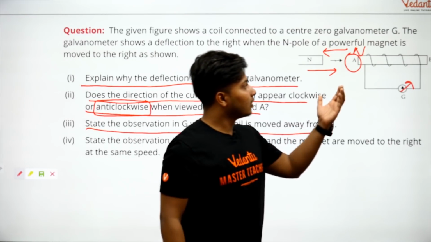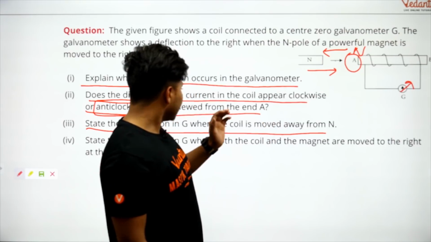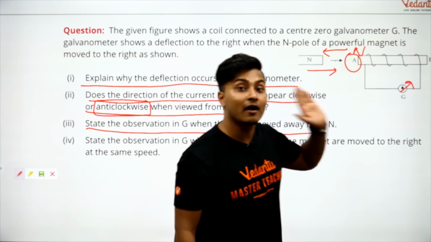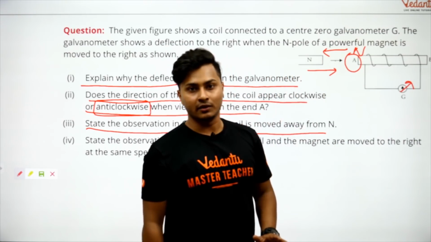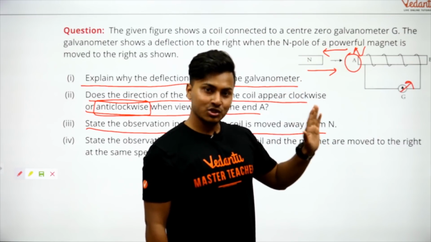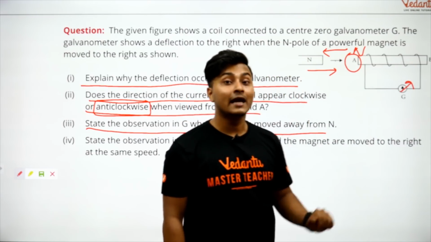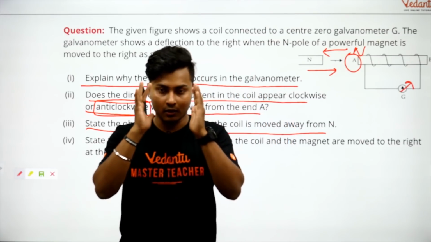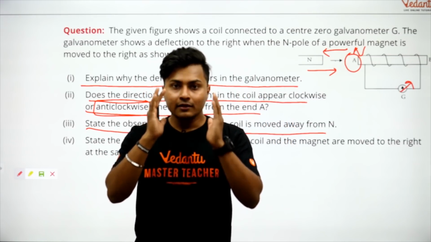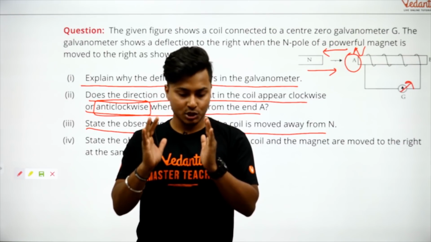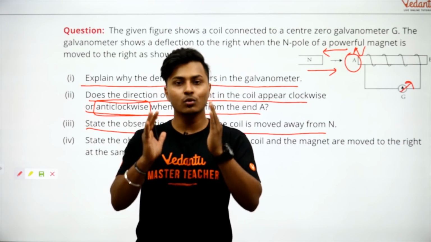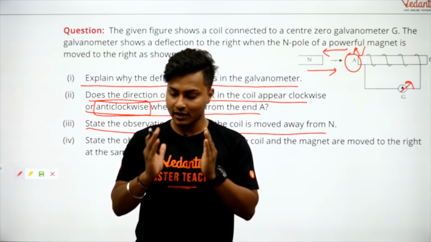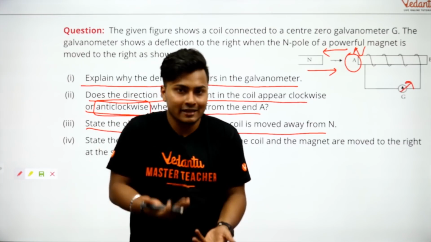Next question. State the observation in galvanometer when the coil is moved away from north pole. So now, this is the north pole, and the coil is moving away while the magnet is stationary. It's the same scenario. Either you keep the magnet stationary and move the coil away, or you keep the coil stationary and move the magnet away. Both mean the same thing, isn't it?